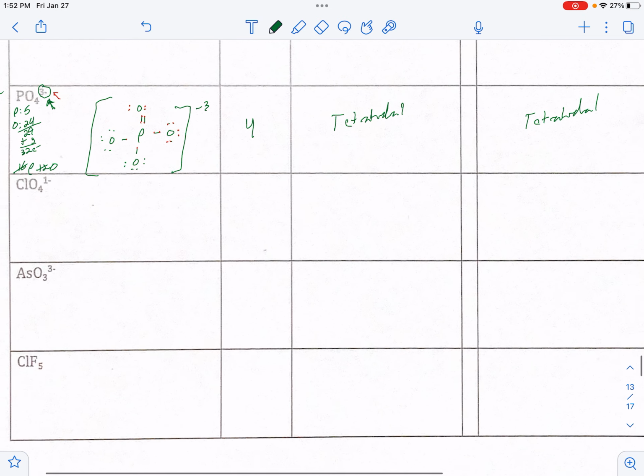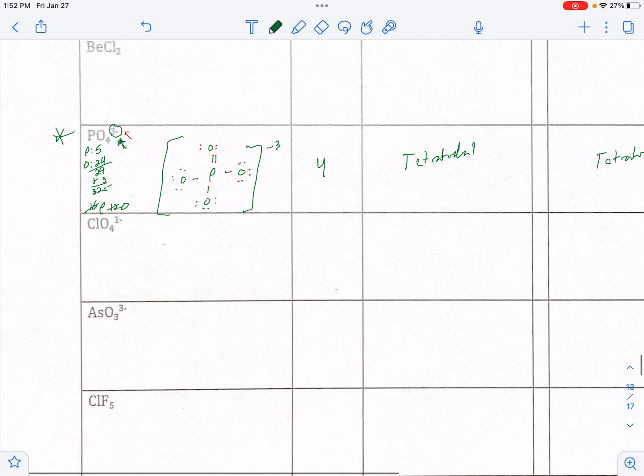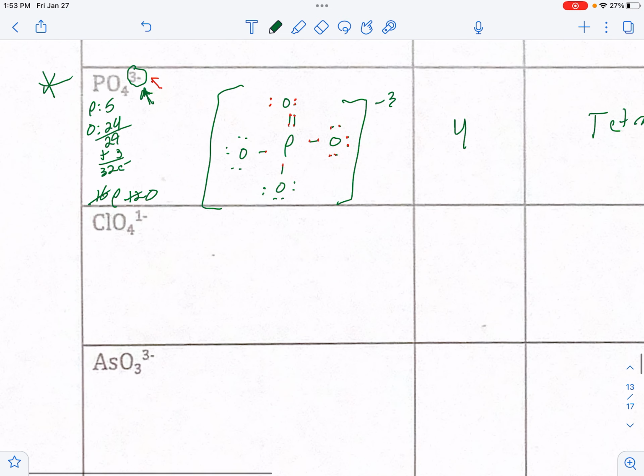So let's do the next one. Chlorine's got 7. There's only 1 of them. Oxygen's got 6. There's 4 of them, so that's 24. Add that up, you get 31. Don't forget this -1, so add another one. 32. So it gives me 16 pairs.